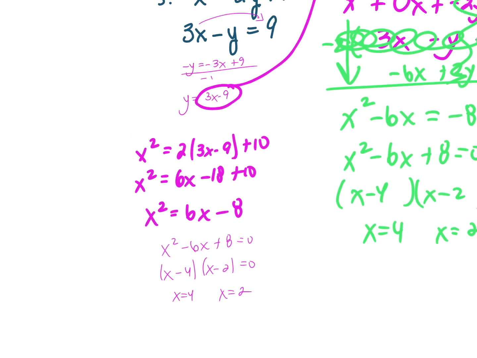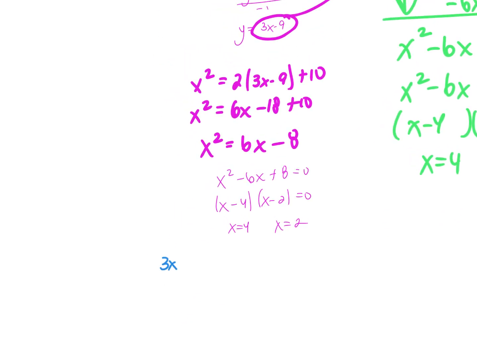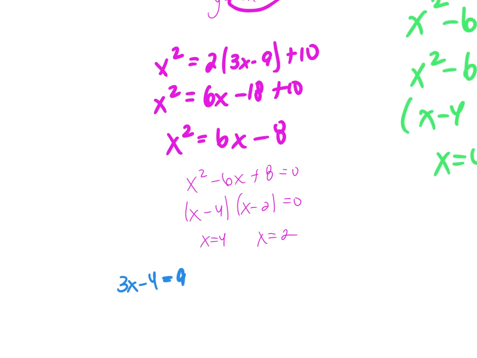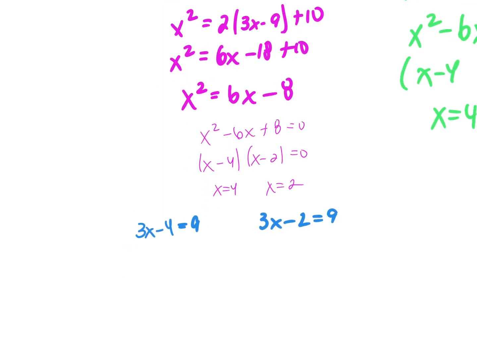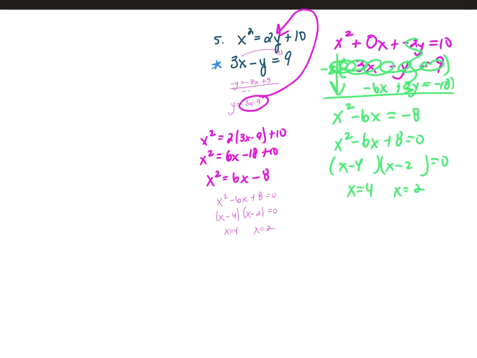I'm going to plug in 4. So 3x minus 4 equals 9, and then 3x minus 2 equals 9. No, why? You can plug them into... I know, I don't know why I did that. Can't you just do it with the y? Yes, but I'm going to go back to the original.